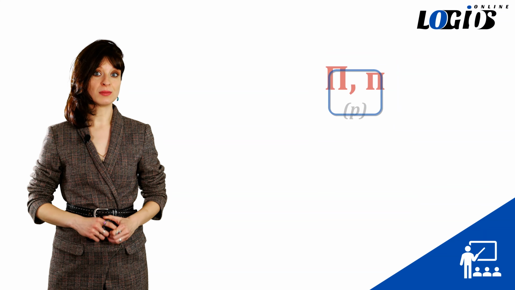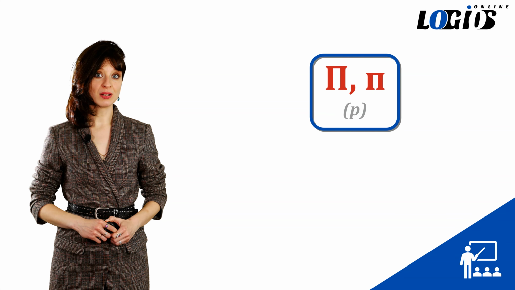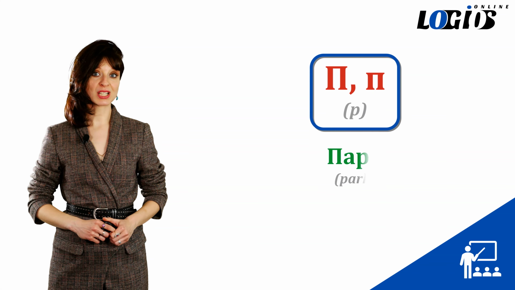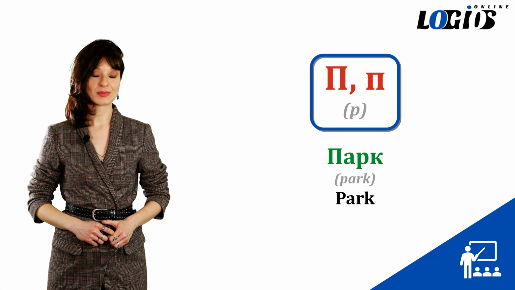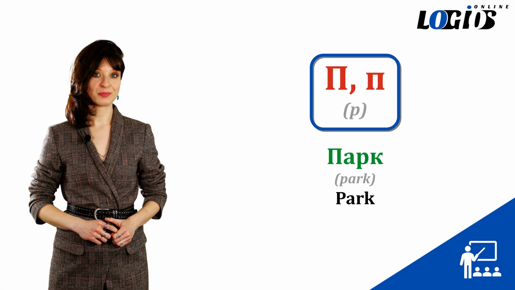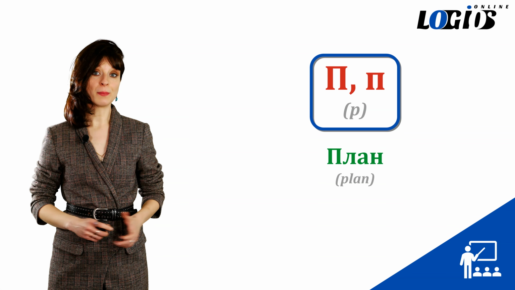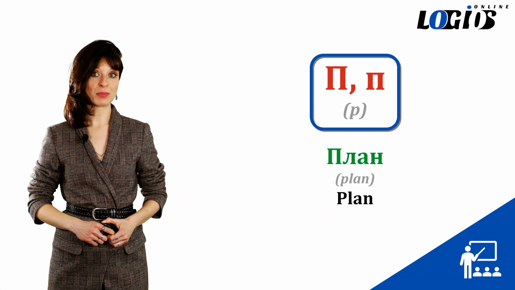You know that this letter is not a P in Russian, but it's the consonant R. And this is a Russian P, like in the words park, a park. Plan, a plan.